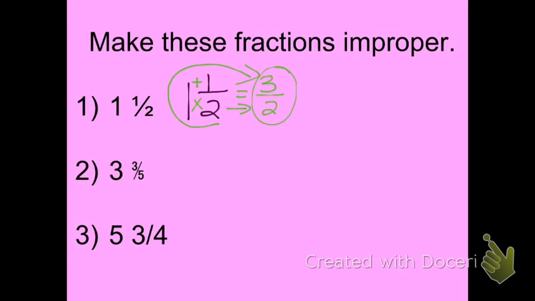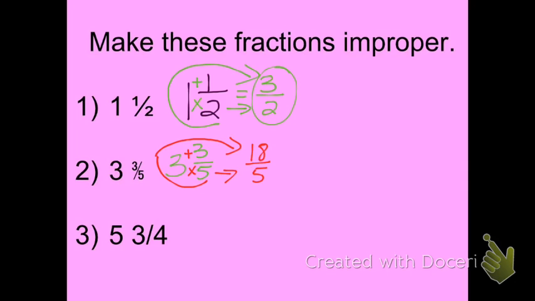All right, so let's do 3 and 3/5. We multiply where? Which 2 numbers do we multiply? 5 and 3, and then we add another 3. So 3 times 5 is 15, plus 3 is 18. 18 over 5. We just bring the 5 over.